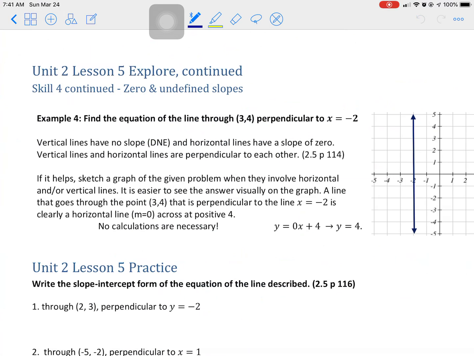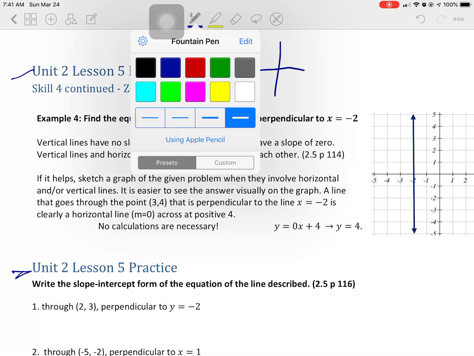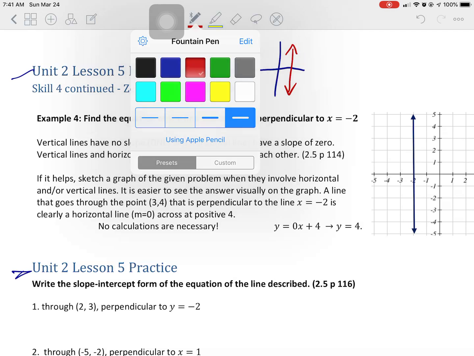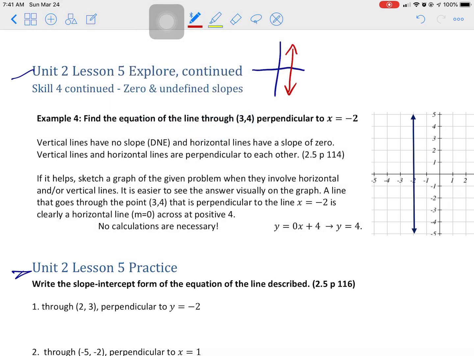Oh, okay, just this little bit at the top is explore still, and then we'll do the practice. So what about the weird ones, the ones that go straight up and down and horizontal ones? So let's remind ourselves about that one. If we have a line that goes like this, okay, this is what? This is a slope that is undefined. Let's put does not exist.